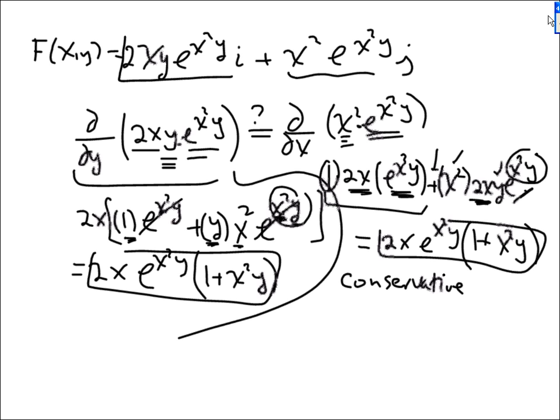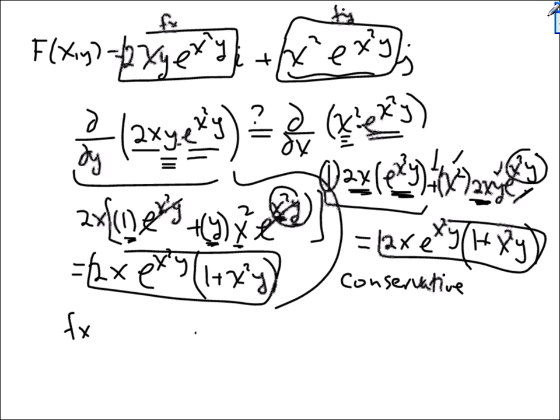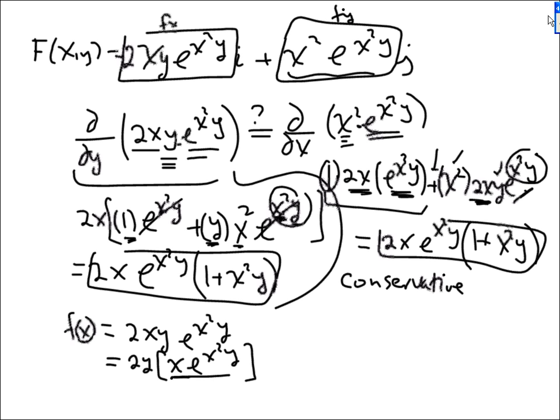Now you come back to here and you say, well, that must be fx, so what can f be? Or you can come here and say, that's fy, what can f be? Well, I choose the first one. We're told that fx is 2xy e to the x squared y. Now, the first thing I would say is, well, y's are constants here. But let's just ignore the y. What do I take the partial of with respect to x to get this?